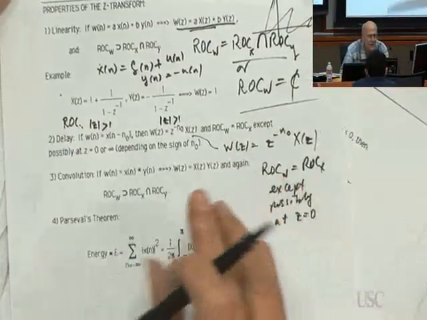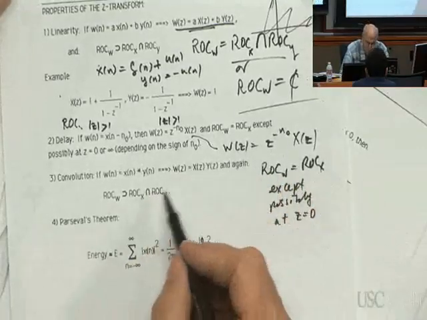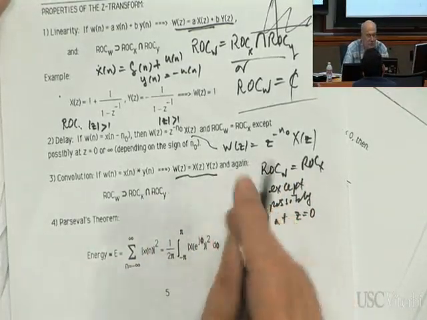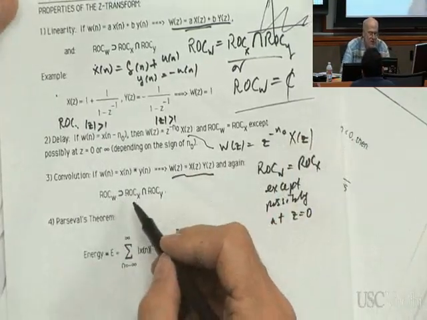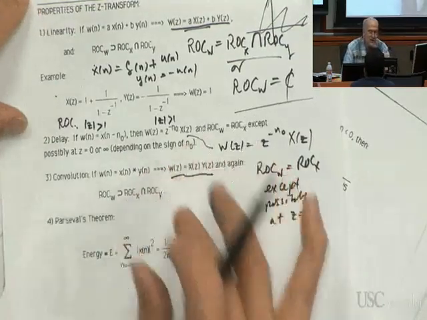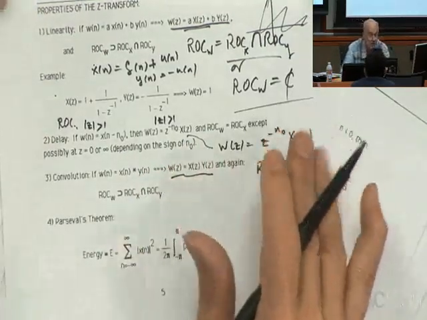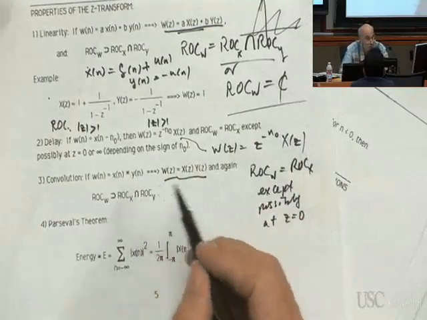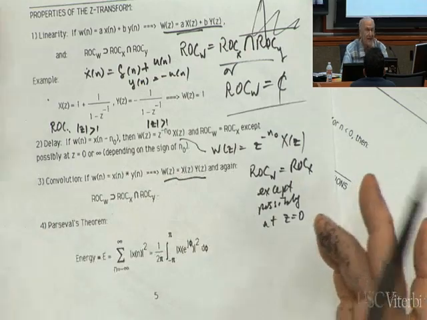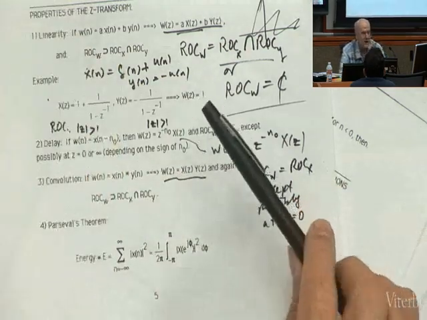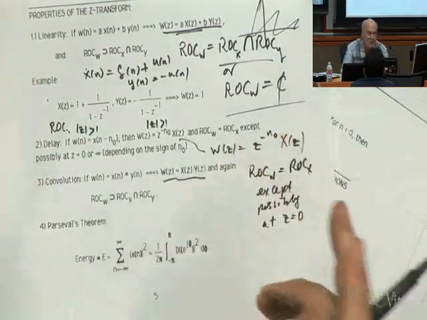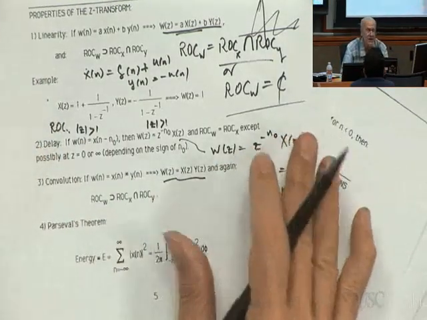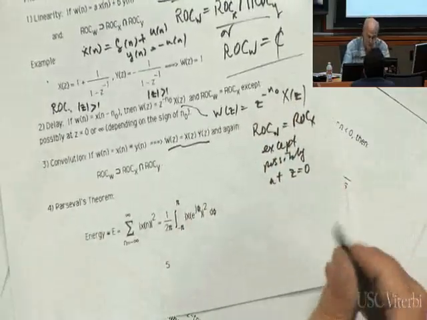Convolution, same type of deal. When you convolve, you get the product of the z transforms, that's for sure. The region of convergence, again, generally it's going to be the intersection. Now, you could have a situation where the intersection is empty. You've got to check out for that. In all these cases, you could have that. In which case, the z transform doesn't exist. You have to have a region of convergence which is non-empty for the z transform to exist.